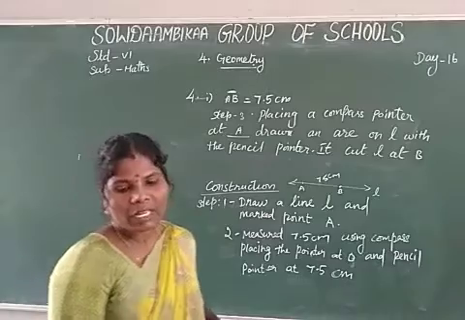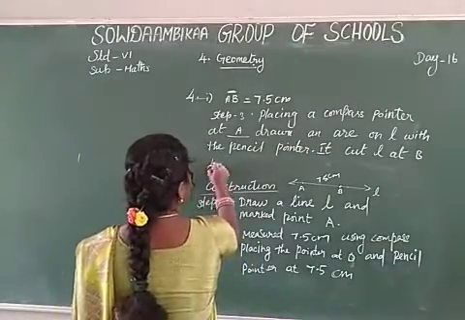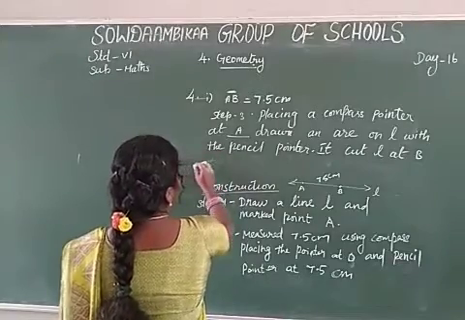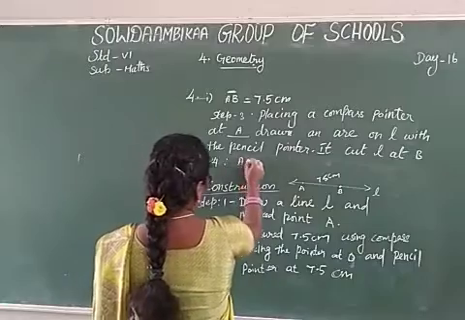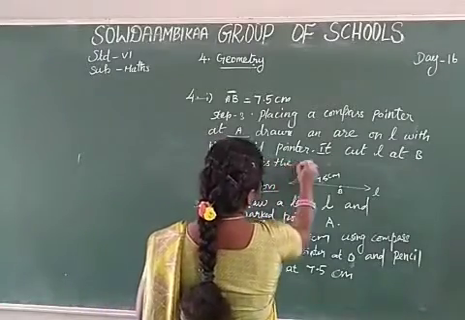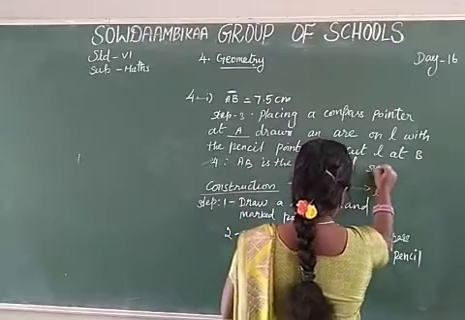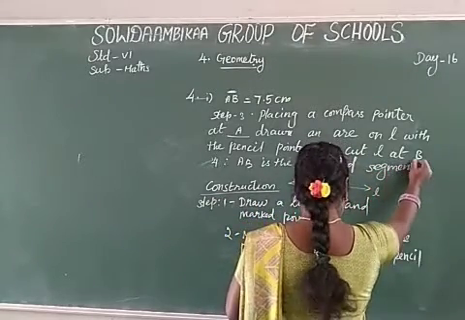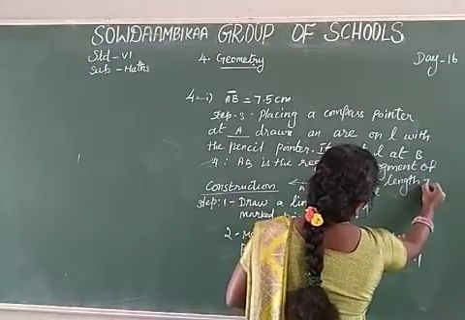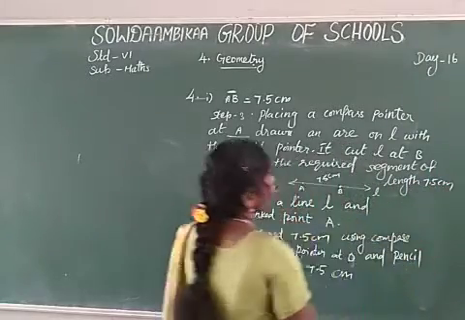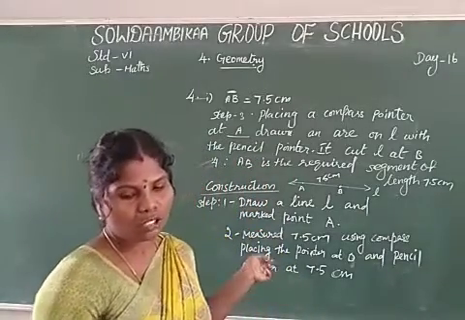Next, the fourth step: AB is the required segment of length 7.5 centimeter. Okay. This is the first question over.